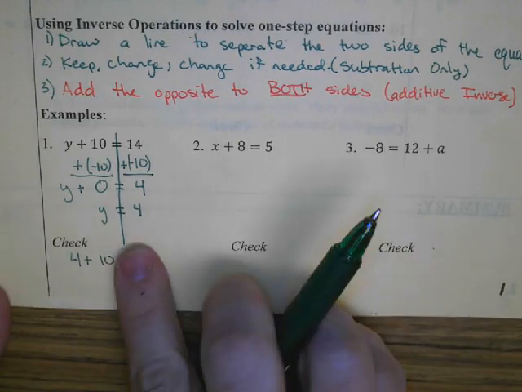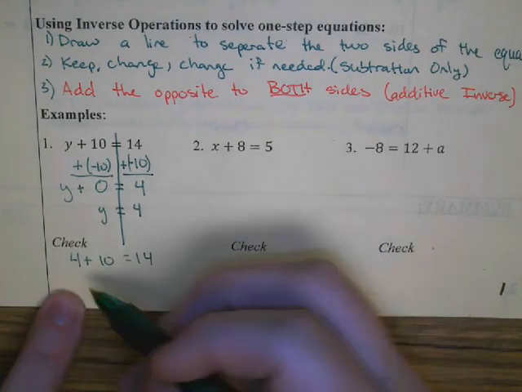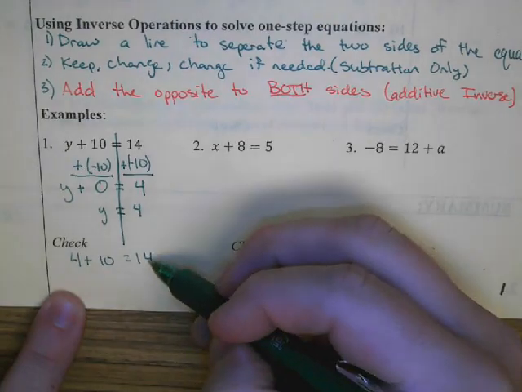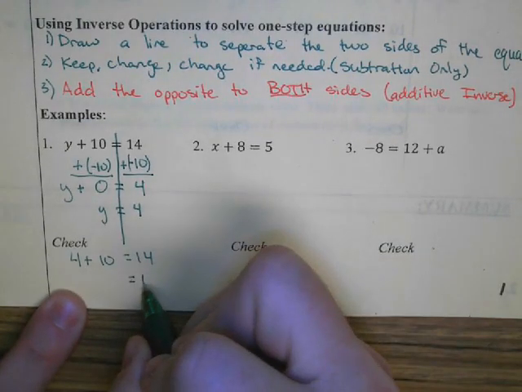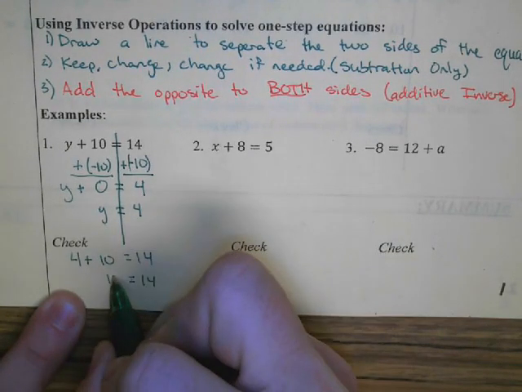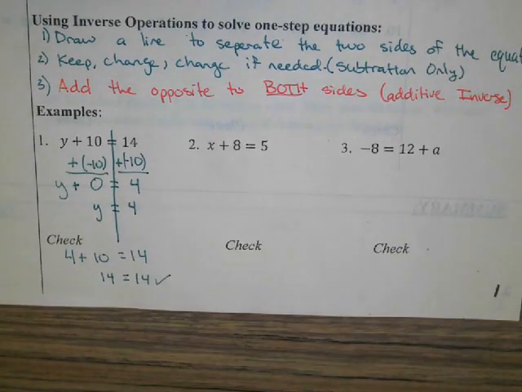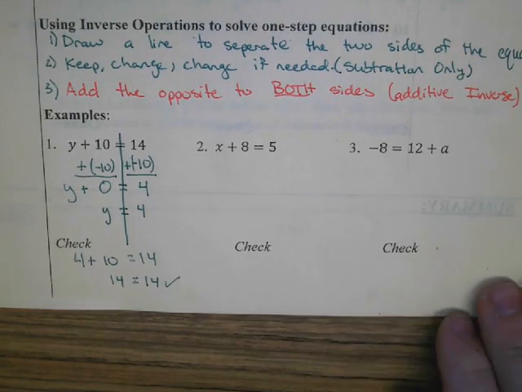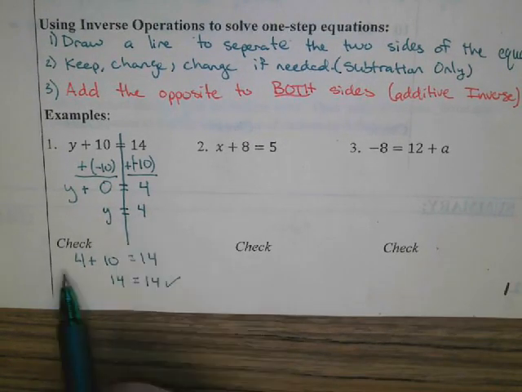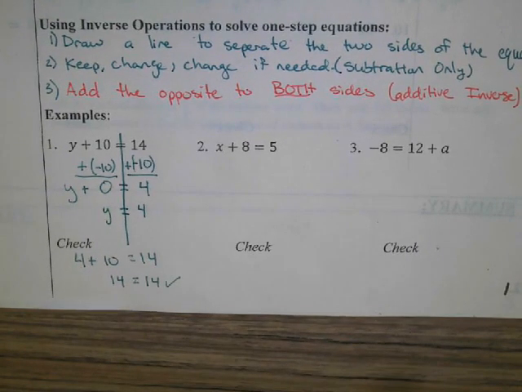And we're checking to see if this is true. I'm not saying 4 plus 10 equals 14. I'm doing the math on my left-hand side, and I'm just bringing that right-hand side down. And 4 plus 10 is 14. And does 14 equal 14? Yes. So we can be confident that we did this problem correctly. This is how we can check our work to make sure we did it correctly.